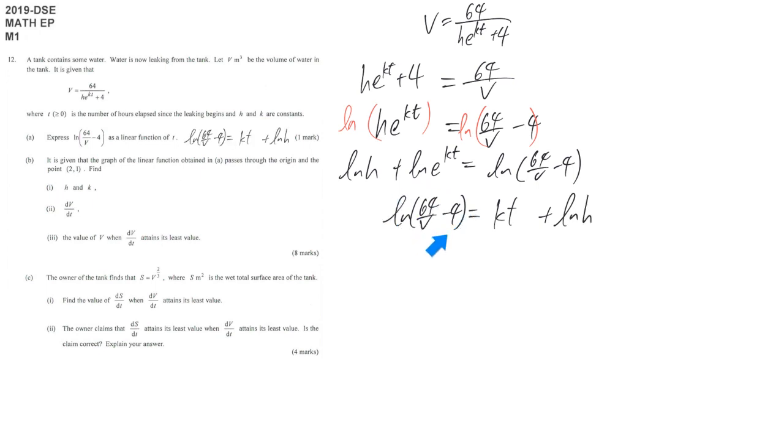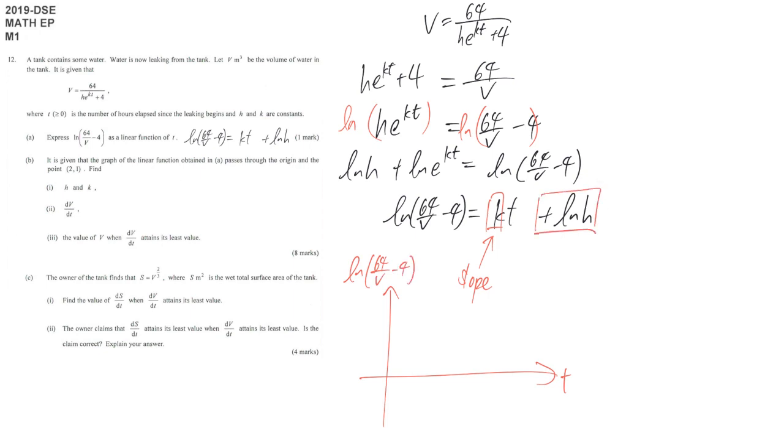We say this item is a linear function of t. That implies k here is the slope. If our axes are t and natural log of this item, then natural log h, this constant, represents the vertical intercept. That means if a line is like this, then the slope here is equal to k while the intercept here is natural log h.